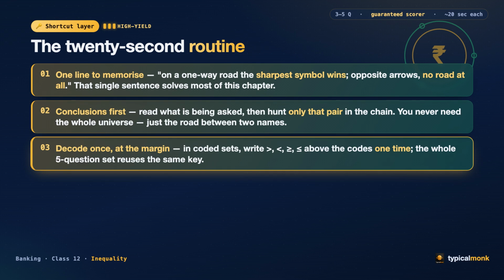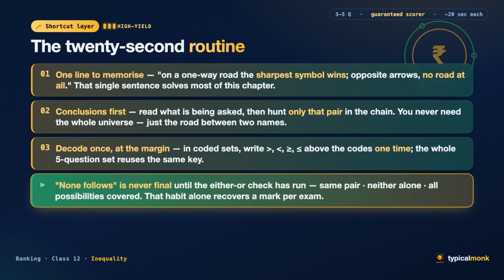Third, decode once at the margin. In a coded set, write greater than, less than, greater than or equal to, less than or equal to above the codes one time. The entire 5-question set uses the same key. And the master rule: none follows is never final until the either or check has run. Same pair, neither alone, all possibilities covered. That one habit alone brings back roughly 1 mark in every exam.